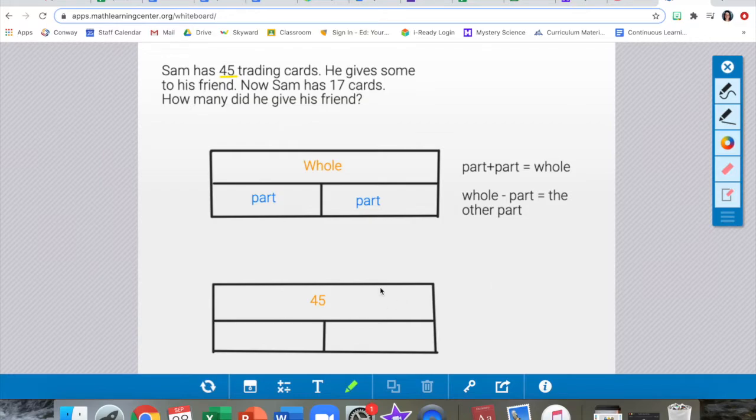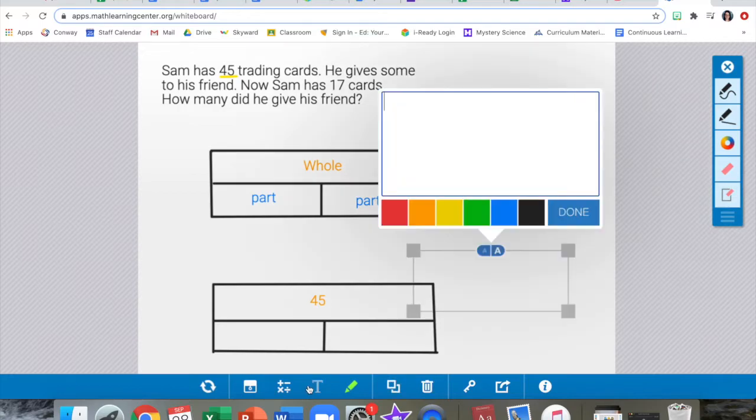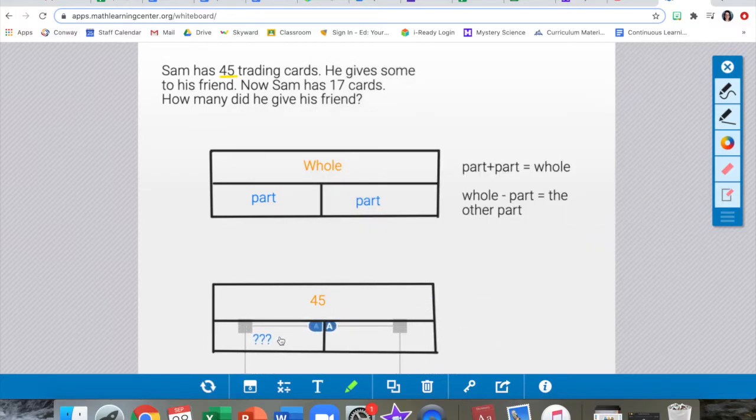All together, at the beginning, he had 45 cards. What happened then? Yeah, he gave some to his friend. So one of the parts is, well, we don't know how many he gave to his friends, did we? Let's put a question mark, for the ones he gave. This is our mystery number.